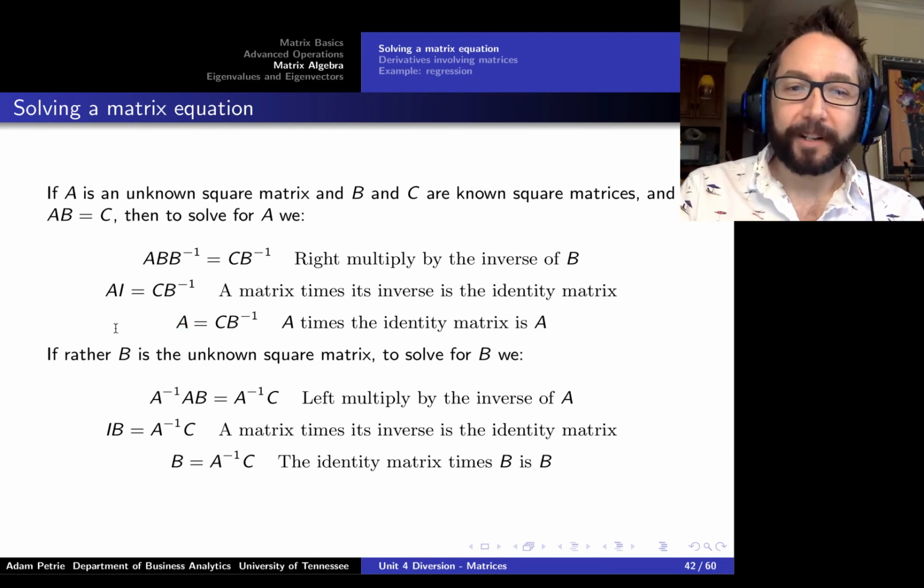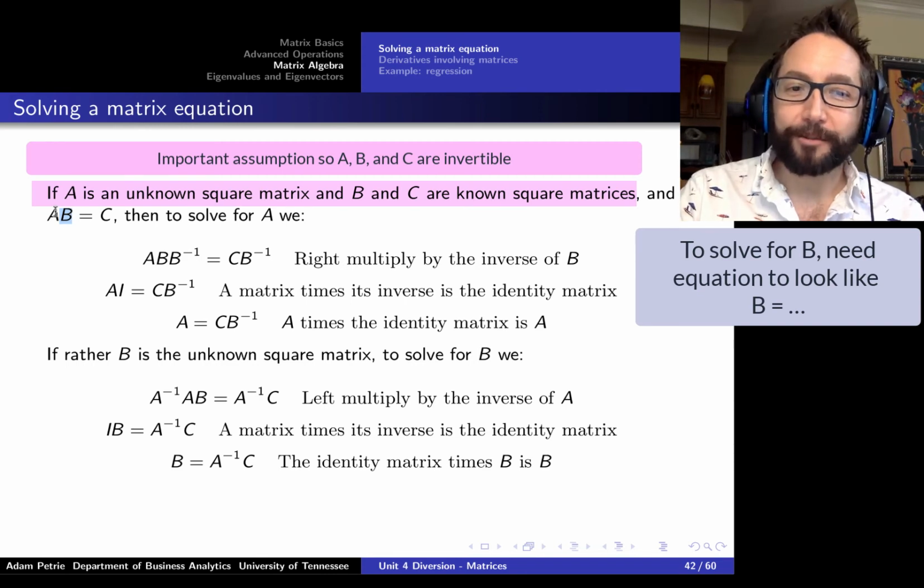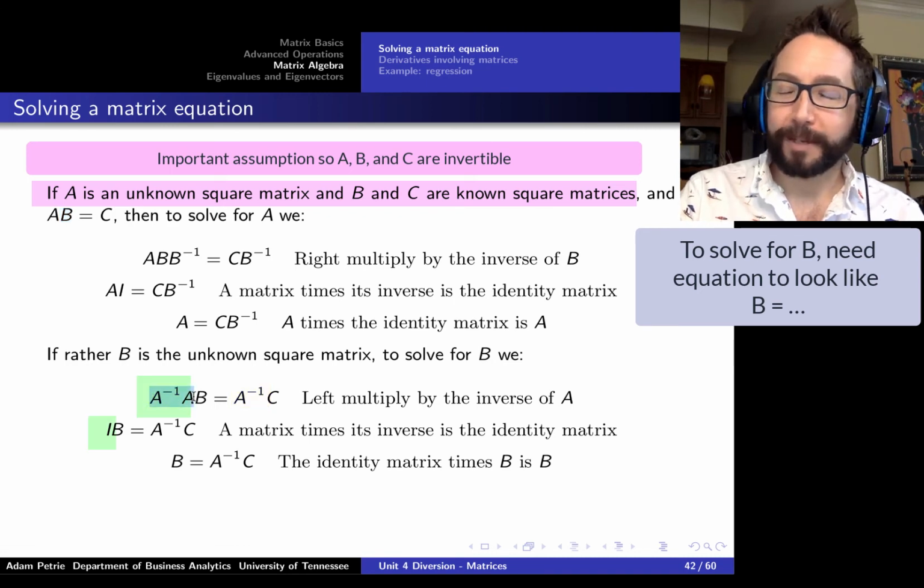All right, what if I wanted to solve this equation for B instead? If A is a square matrix, then I could left multiply both sides of this equation by the inverse of A. A inverse times A would be equal to the identity matrix. The identity matrix times B would just be B, and I'd have my solution.